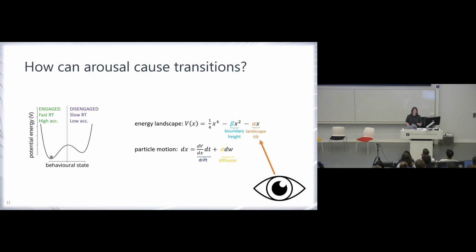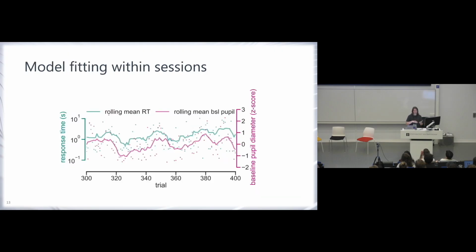As I said, this fitting was at the group level. You'll have to come to my poster to hear a bit more detail about it. But what we're really interested in doing is fitting this model within sessions to a time course of RTs and pupil, as I'm showing you here. So I'd be really interested to hear from anyone that has experience with this type of model at my poster session tomorrow.